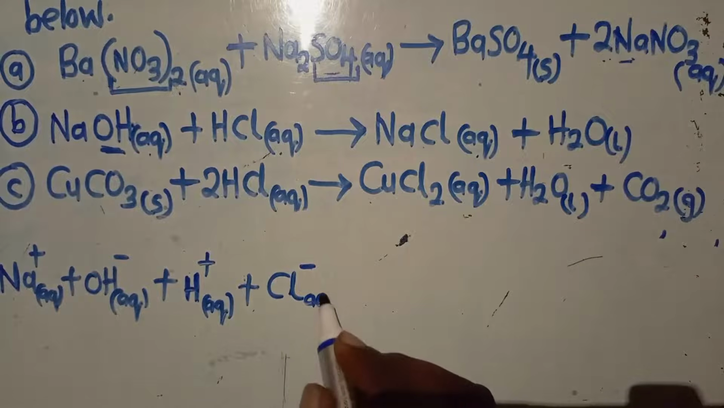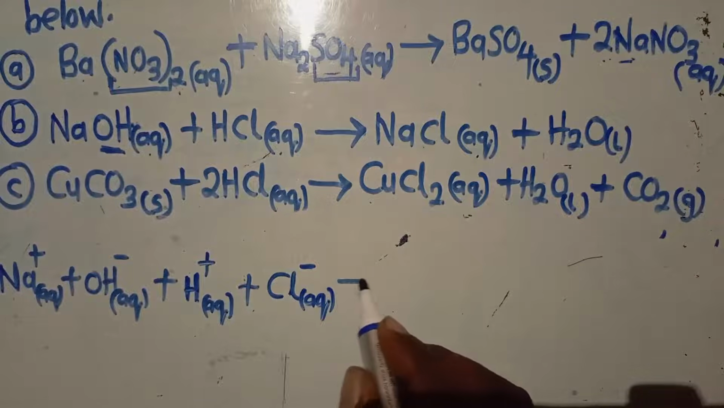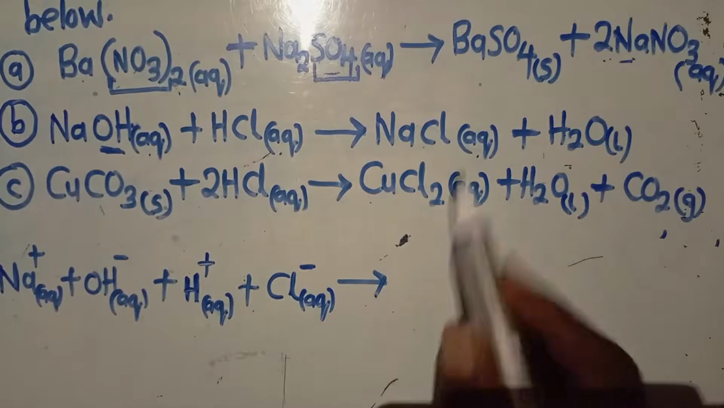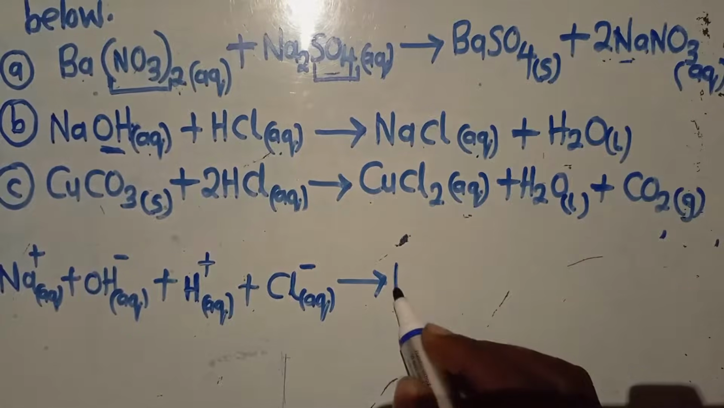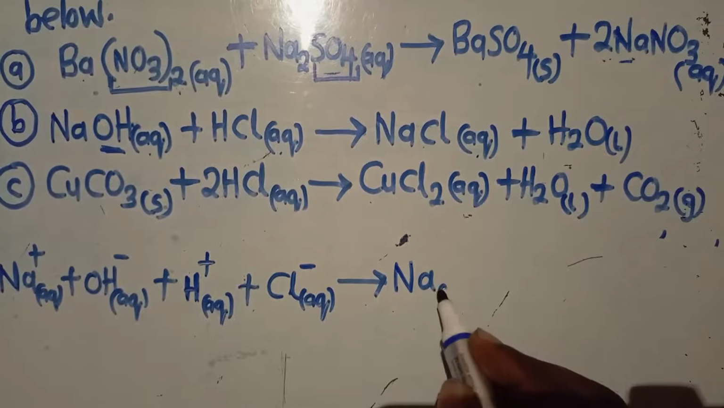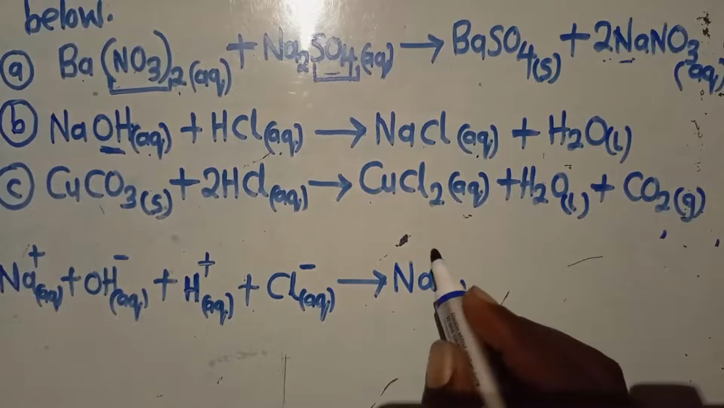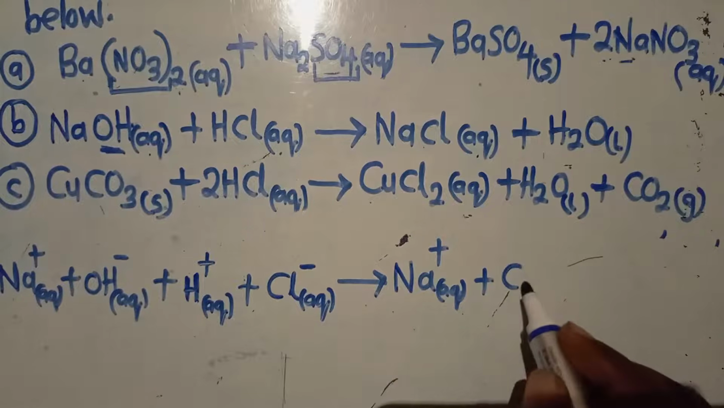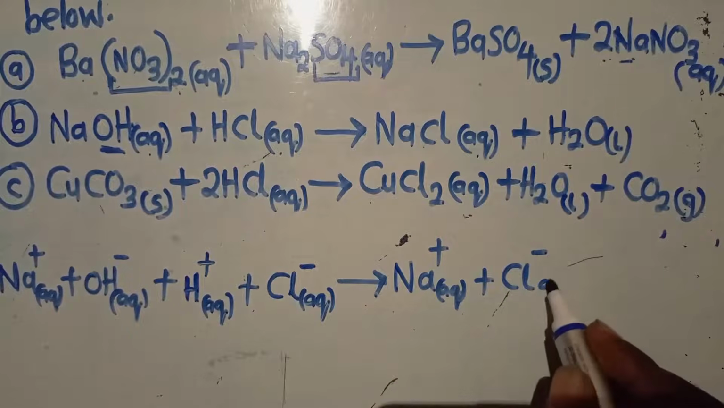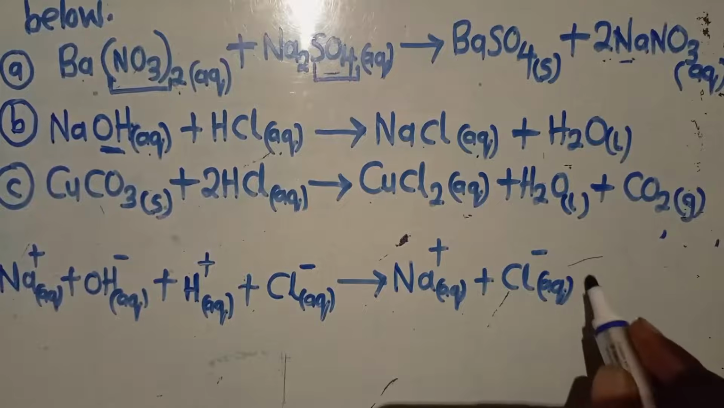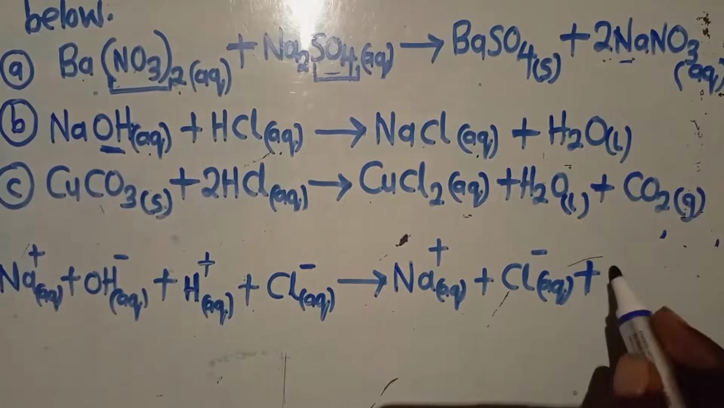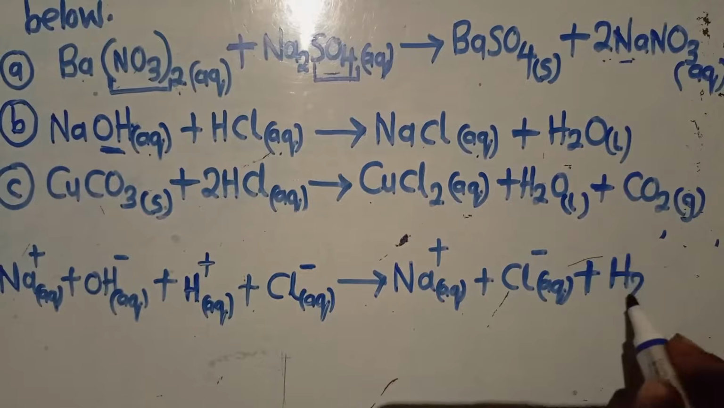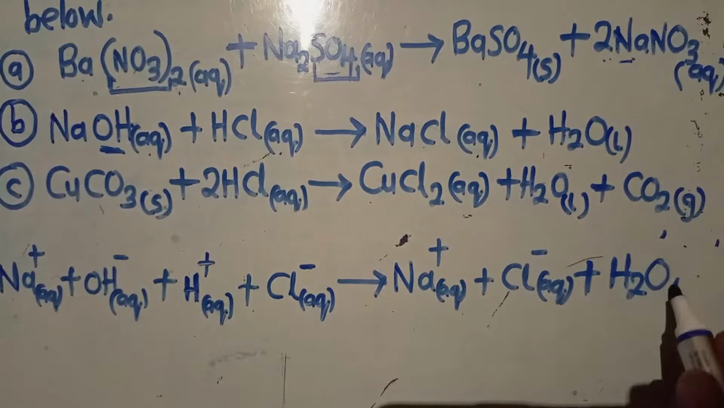So I put aqueous there. I say, okay, it is giving what? I separate even that. So this is sodium, it is in aqueous, charge plus. I say plus, that is chlorine, charge negative. It is in aqueous. Plus, the last one is in liquid state, so no need of separating that. I just maintain it like that.